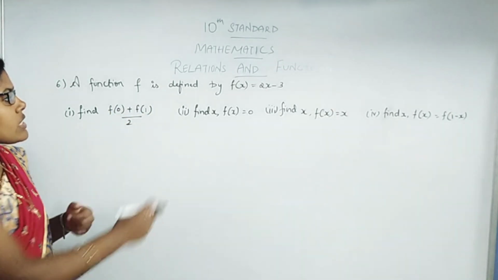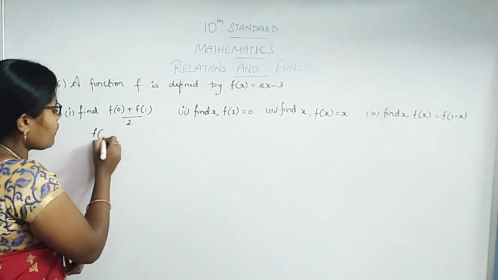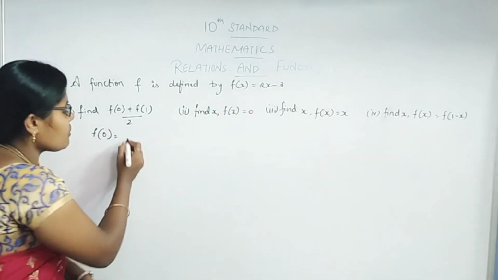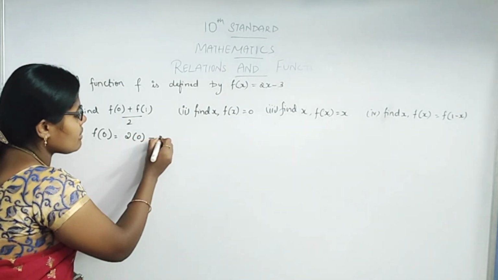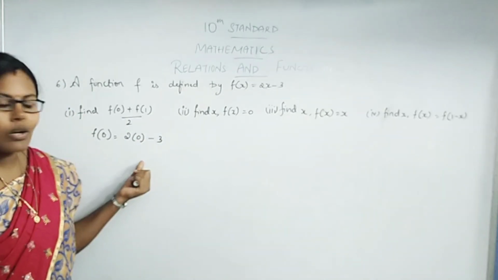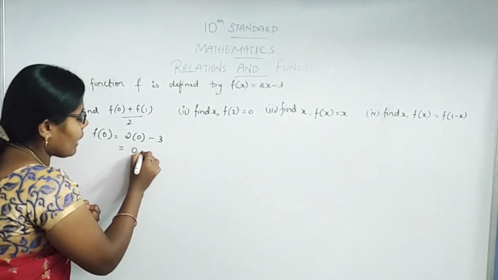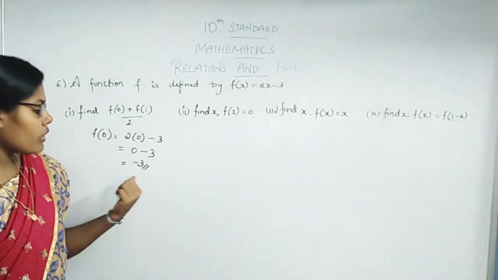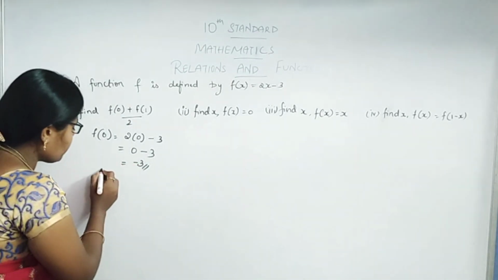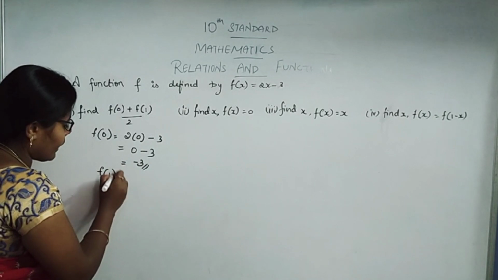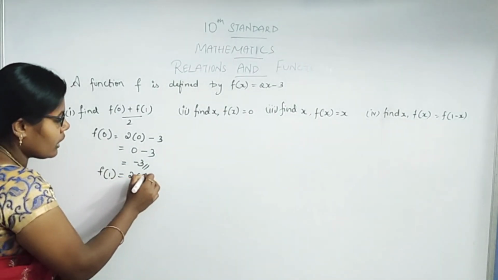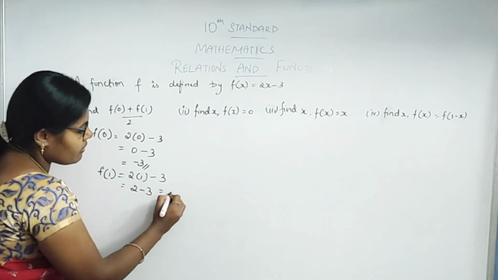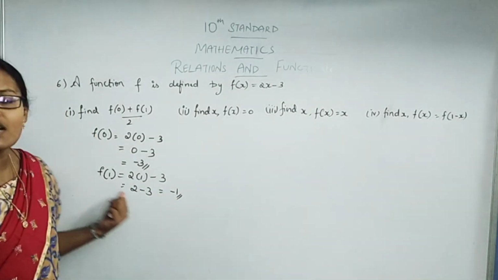First we'll find f of 0. F of 0 means, wherever you have x, substitute 0, which is 2 into 0 minus 3. Anything into 0 is 0, so 0 minus 3, the answer is minus 3. So f of 0 is minus 3. Next, we'll find f of 1, which means 2 into 1 minus 3. That is 2 ones are 2, minus 3, which is minus 1. So f of 1 is minus 1.